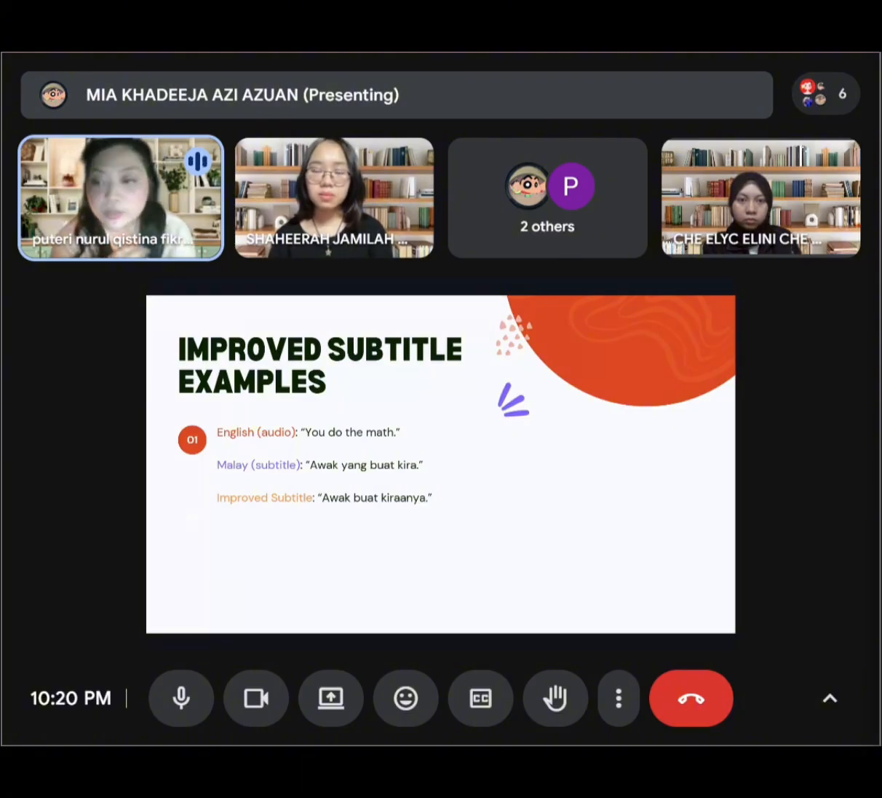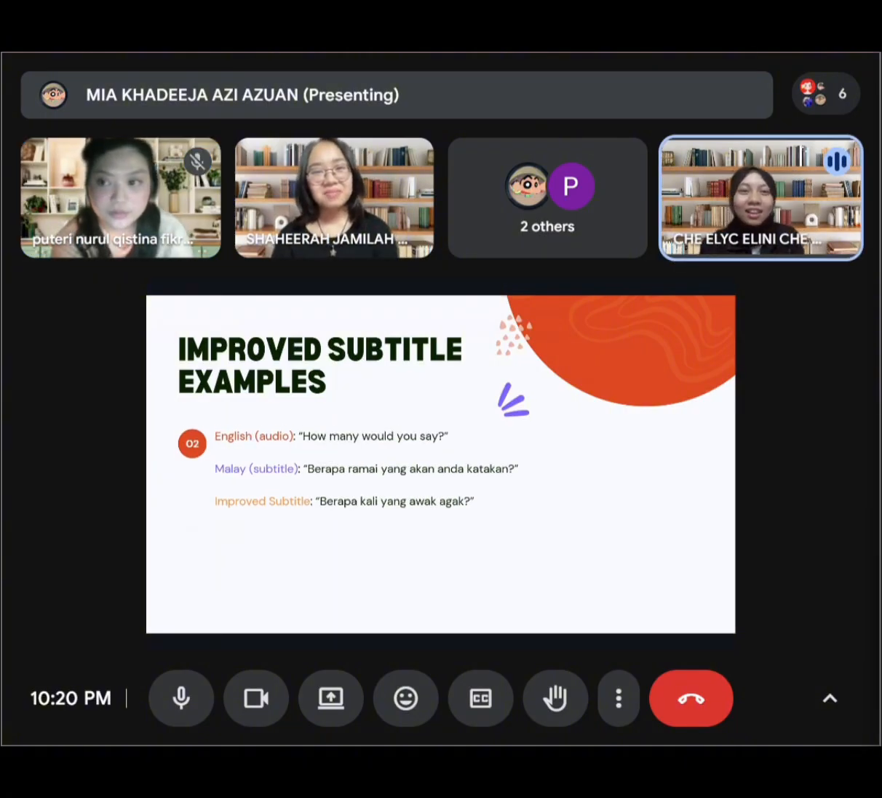So, we improve it to "Awak buat kiraannya." This version is more natural in Malay and better conveys the meaning of asking someone to calculate or figure it out themselves. Right. So the next improved subtitle line is "How many would you say?"